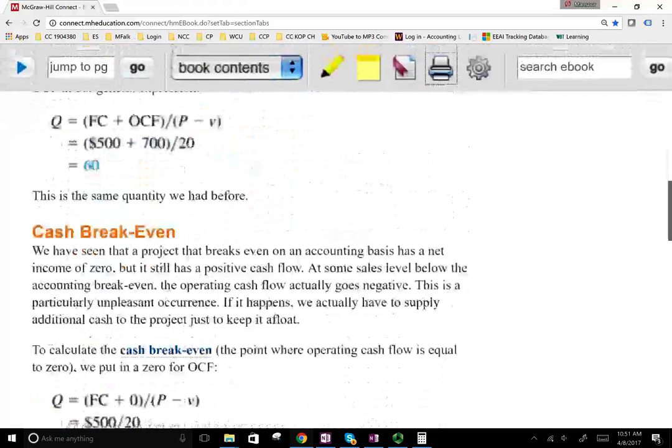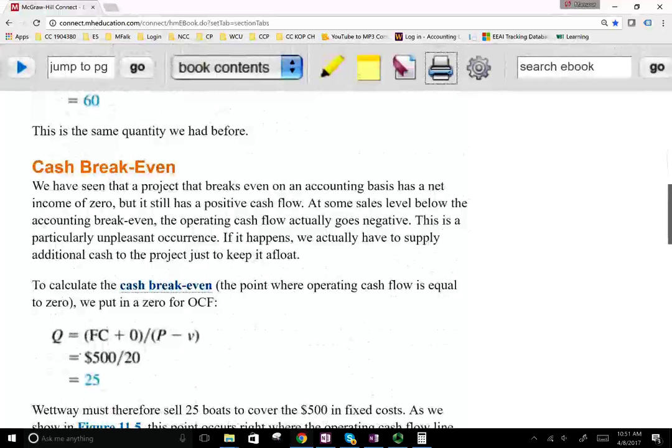Cash break-even equals fixed cost divided by the contribution margin, without adding any depreciation. So the fixed cost equals 500.